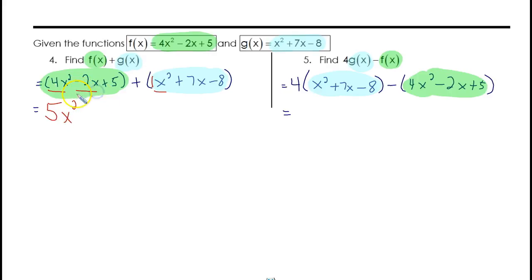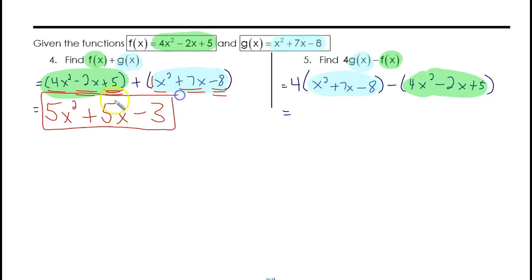Then we're going to combine together the x parts. So negative 2x plus 7x, negative 2 plus 7 is positive 5x. Different sign, subtract, and keep the sign of the larger one. So it's like saying 7 minus 2 is 5. And then 5 minus 8, same thing, different sign, subtract. So 8 minus 5 is 3, but we're going to keep the sign of the larger one, so we're going to keep it negative.